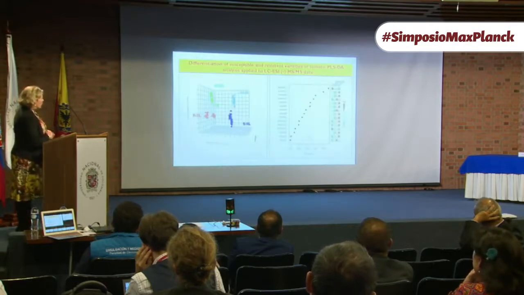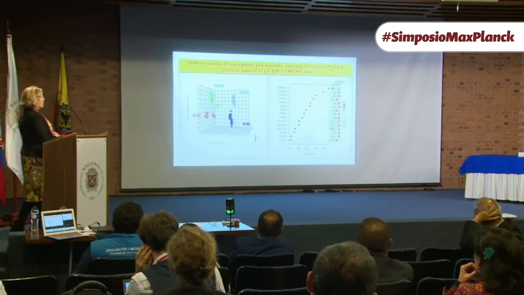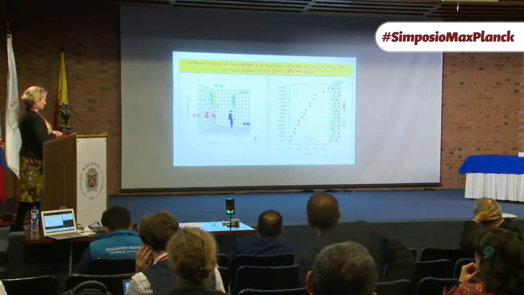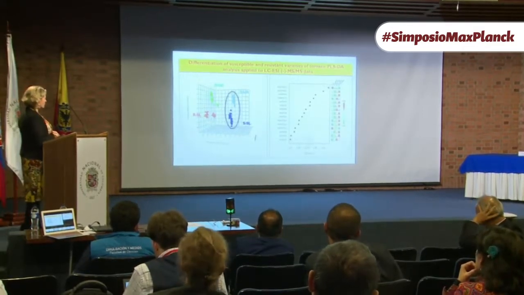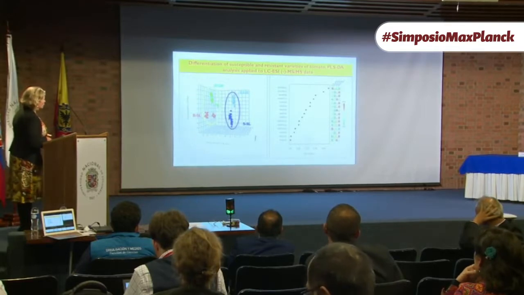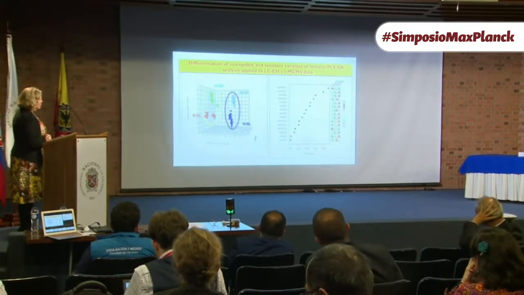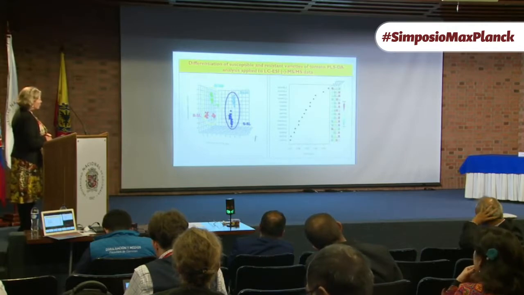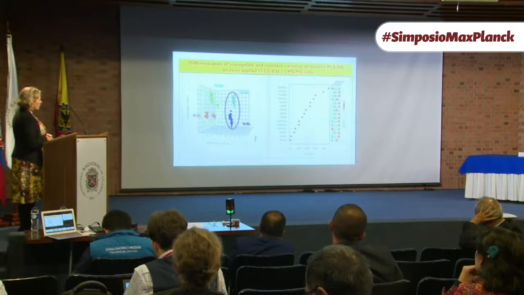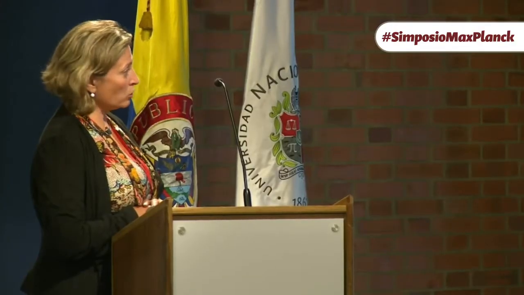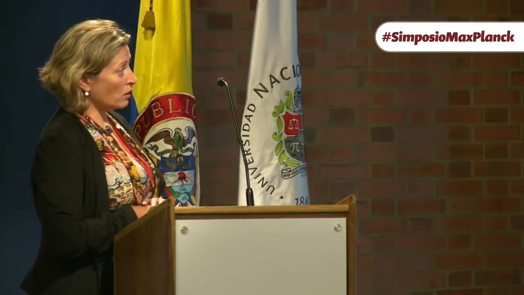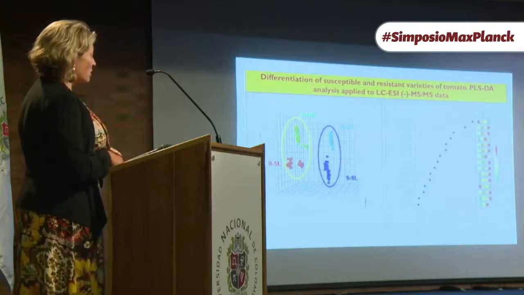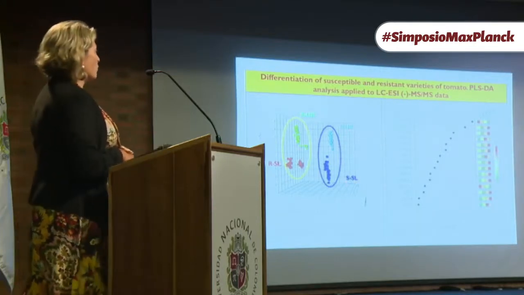So we went on with the multivariate analysis, and again we ran the PLSDA analysis, and we could actually see 4 different groups, 4 different clusters, corresponding to the 4 different treatments that we had been running. So we have the resistant plant with the non-specific phytopathogen, the resistant plant with the specific one, the susceptible one with the non-specific phytopathogen, and the susceptible plant with the specific phytopathogen.